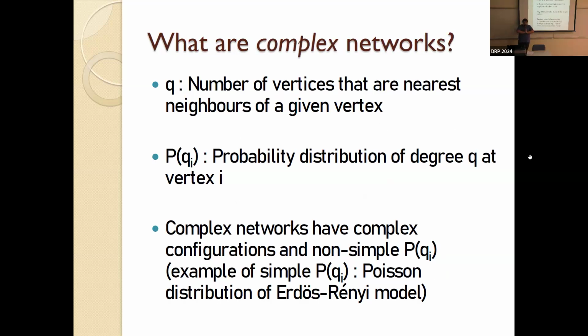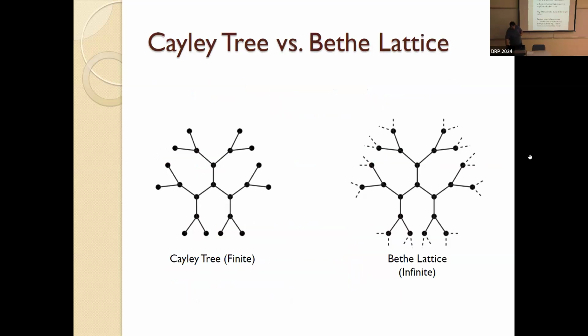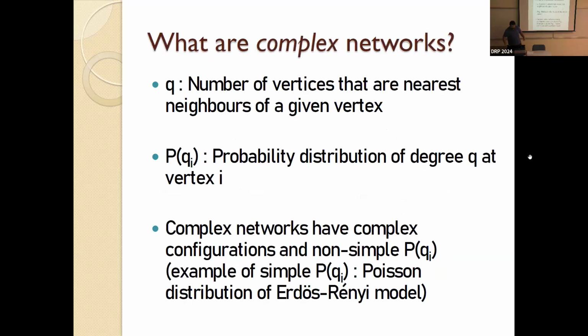So we talked about networks generally. Then what are complex networks? The important property to explain complex networks is the sense of Q, a degree. It's called a degree, which is the number of vertices that are nearest neighbors of a given vertex. So, for example, for this Cayley tree, for each vertex, the number of nearest neighbors would be 3. And P of Qi would be the probability distribution of having degree Q at vertex i.